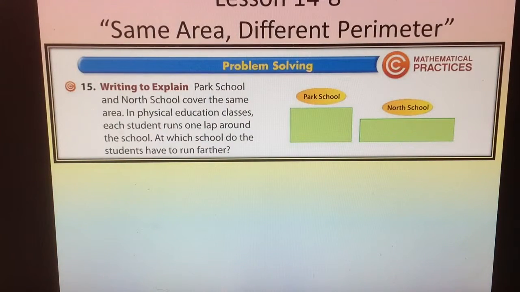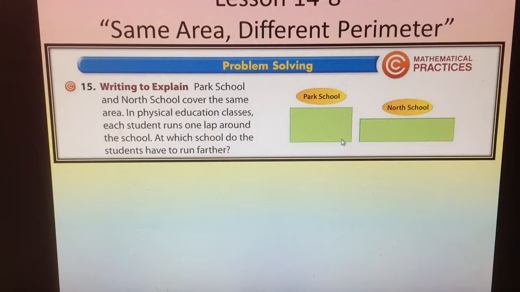So here is a problem that we did as a class. Park School and North School cover the same area. In physical education class, that means in PE, each student runs 1 lap all around the school. That means they run the perimeter of the school, don't they? So that's what the kids at Park School run, around the perimeter of that rectangle. Kids at North School run the perimeter of this long skinny rectangle.